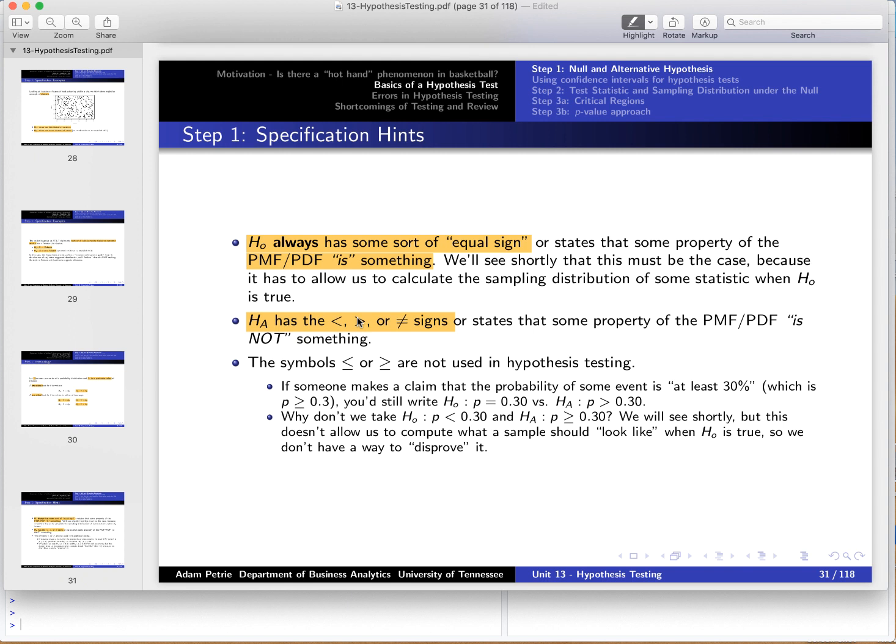So when we do a hypothesis test, we basically have equal signs that populate the null hypothesis, and non-equal signs that populate the alternative, either a less than, a greater than, or just a pure not equal sign. We actually don't use the less than or equal or greater than or equal symbols in hypothesis testing at all. We always write the pair of hypotheses so that the null has some sort of equal sign and the alternative has strictly less than, strictly greater than, or just pure not equal signs.